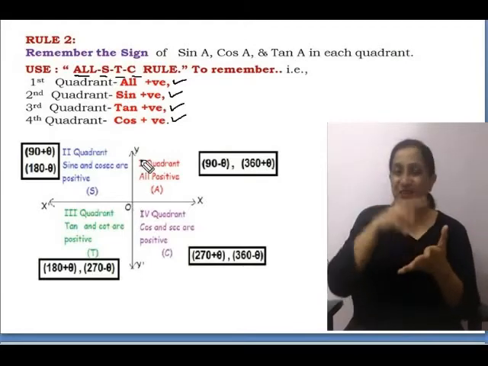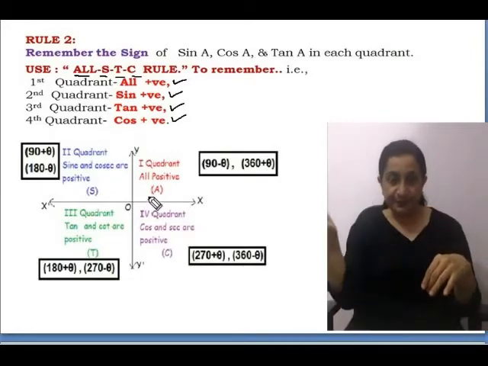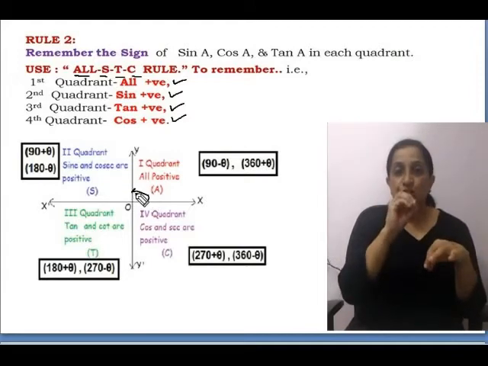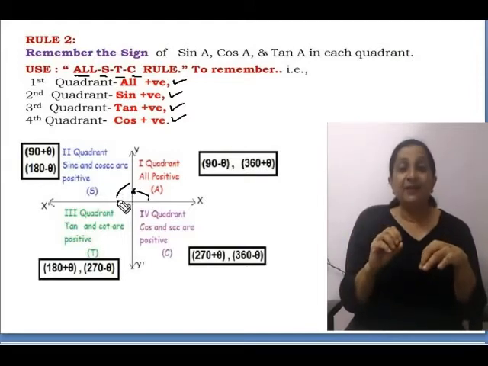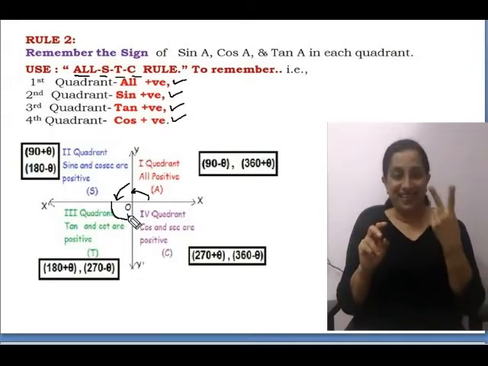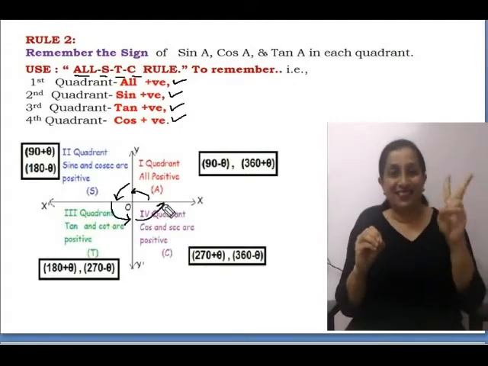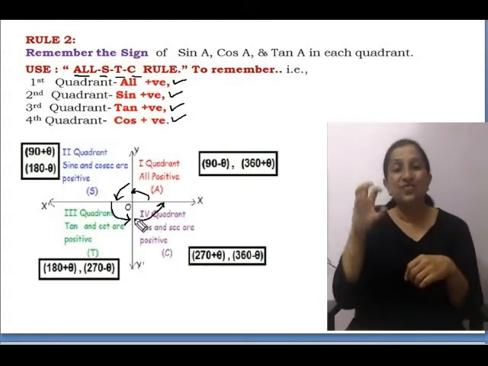Quadrant, I hope you understand. That is 0 to 90 is the first quadrant. 90 to 180 is the second quadrant. 180 to 270 is the third quadrant. And 270 to 360 is the fourth quadrant.